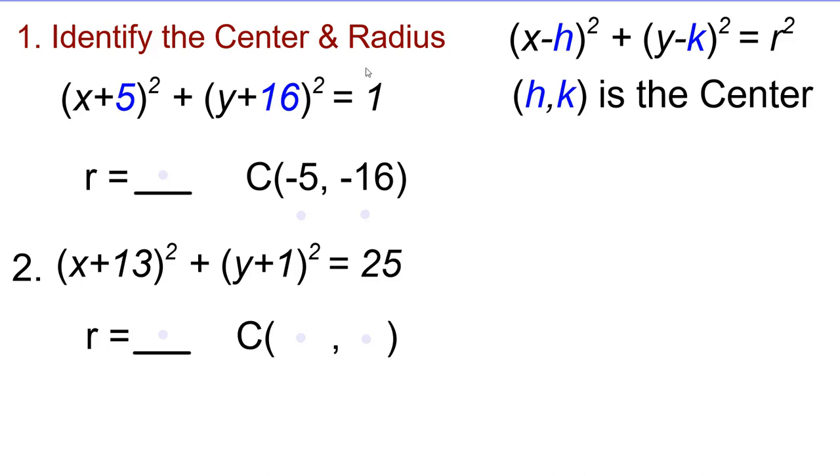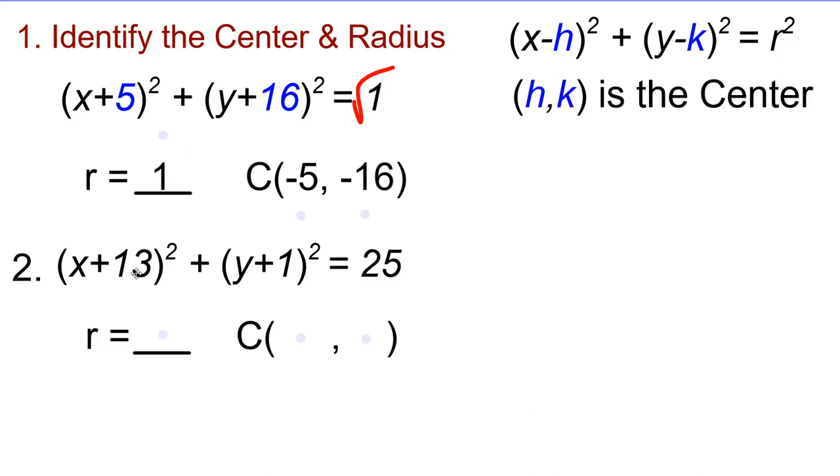All right, then the only other thing we have to do is find the radius. Well, in the equation, whatever it's equal to is the radius squared. So in order to find the radius itself, so r squared is 1, all we have to do is take the square root of that value. So if this is 1, the square root of 1 is simply going to be 1.